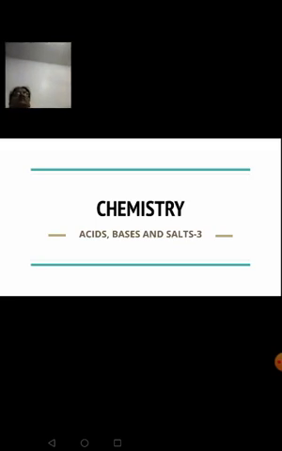When acids react with metallic oxides, they also form salt and water. So we can conclude metallic oxides are basic in nature. Similarly, when bases react with non-metallic oxides, they also give out salt and water, which states that these non-metallic oxides are acidic in nature. This is what we had done in our previous session.